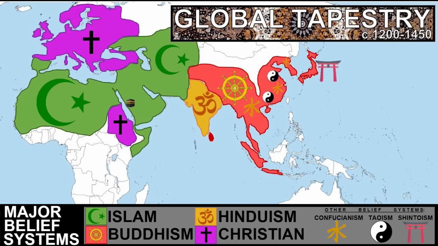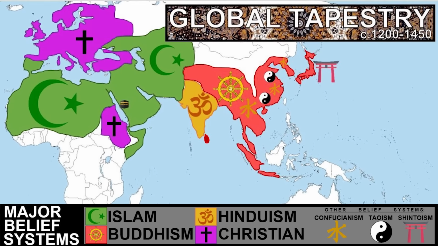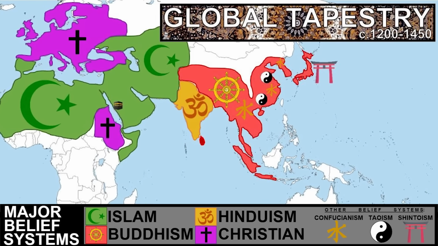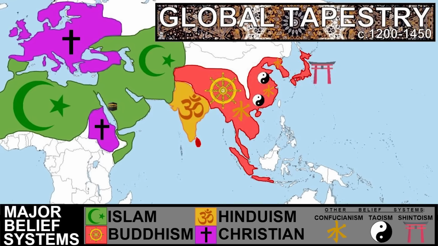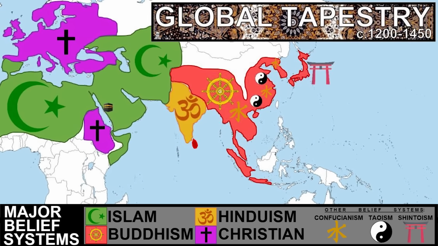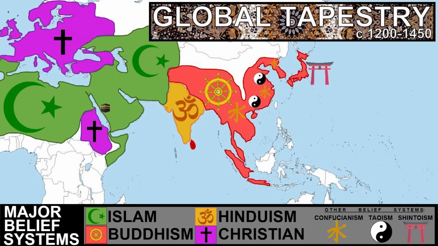Know these in Unit 1, and you'll know them in Units 2 through 9. Here's a map of the major belief systems from 1200 to 1450. All of these are mentioned in Unit 1, so be comfortable with the basics, locations, and spread of these belief systems in the first period from 1200 to 1450.